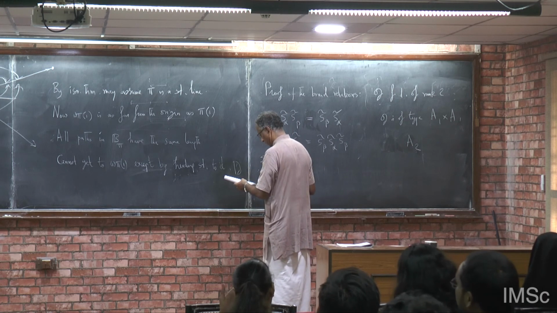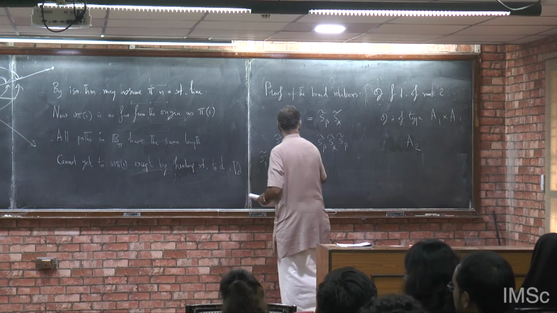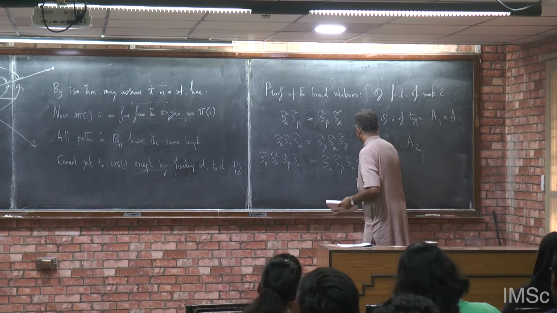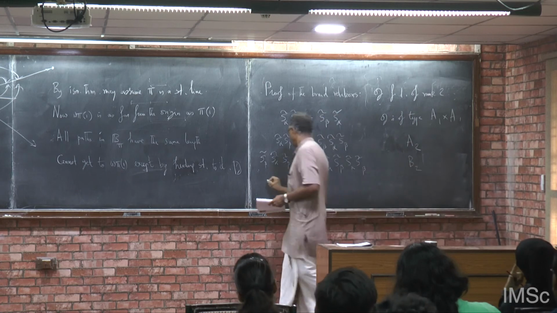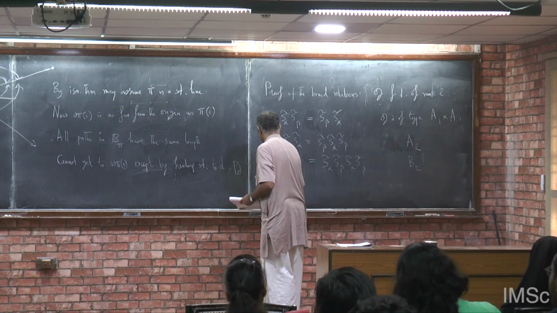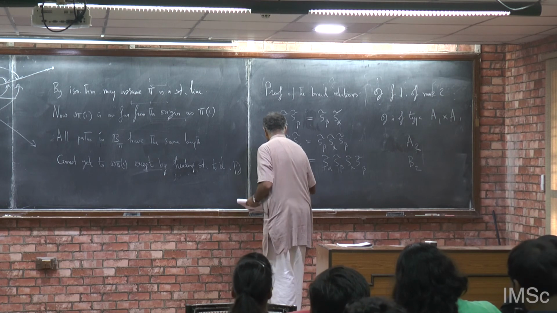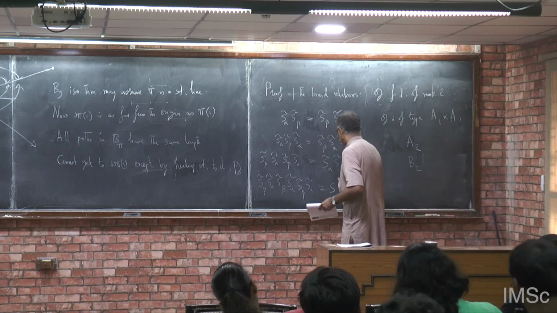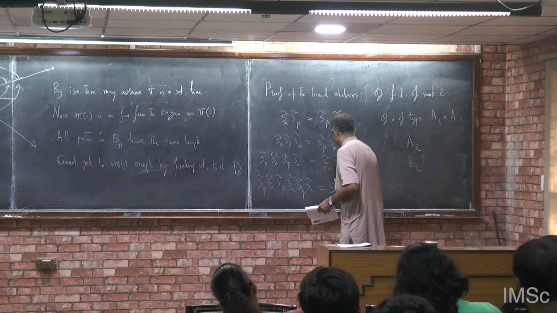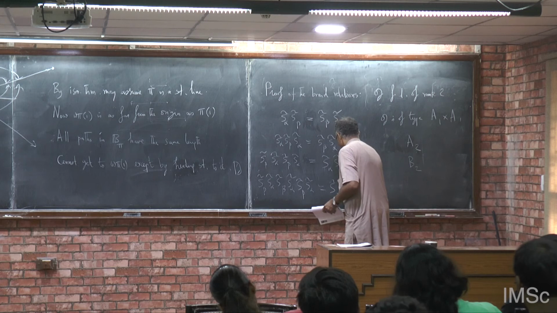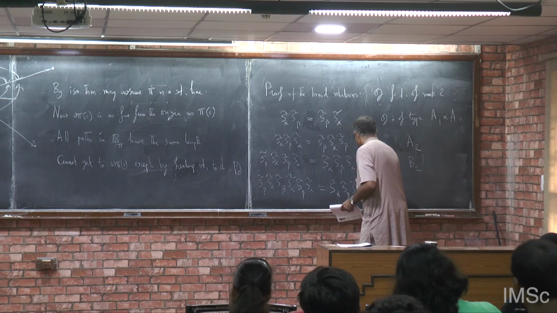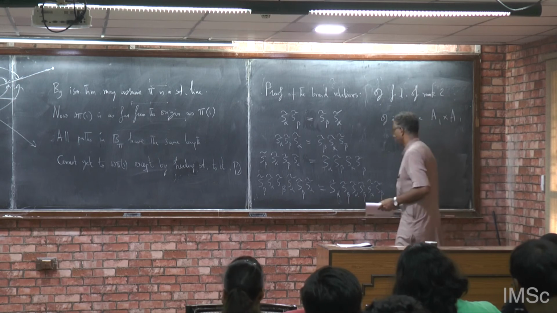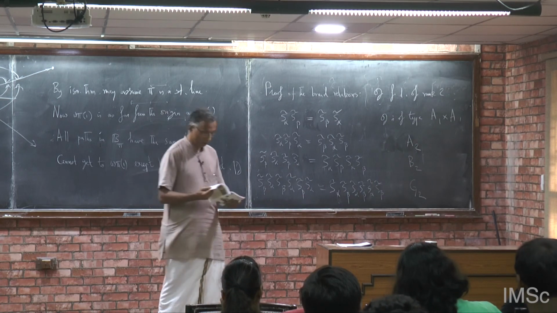So let me write it the way I have done it here. This is of type B2, and then S alpha, S beta, S alpha, S beta equals S beta, S alpha, S beta, S alpha. Okay. These are the Braid relations. We have to do this.